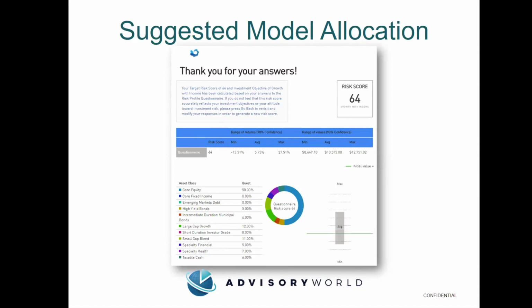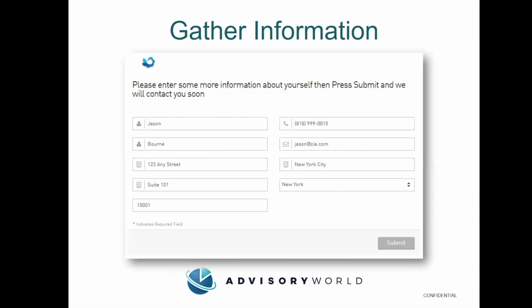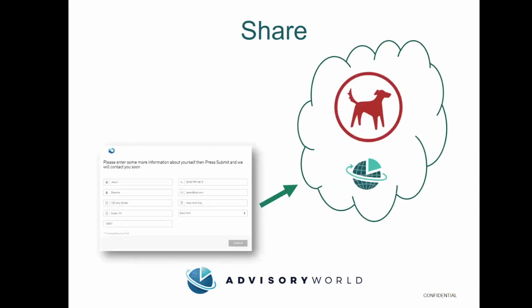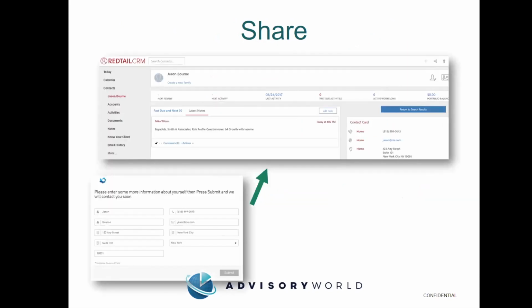And just above that, we have a range of returns, which again is associated with, every risk score has a range of returns associated with it. The investor would then put in their contact information, at which point we are pulling all of that information into our proposal solution and simultaneously sending it to Redtail. So now you've got a new lead in both your proposal solution and your CRM.